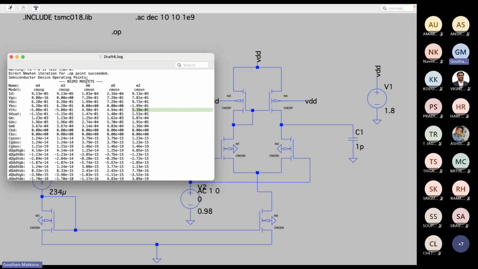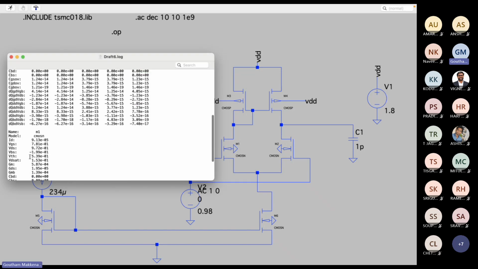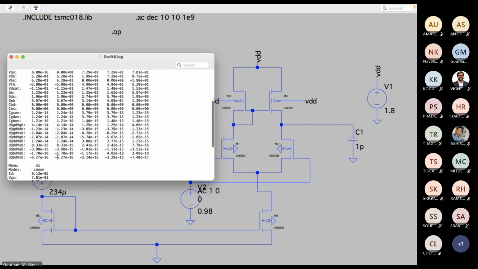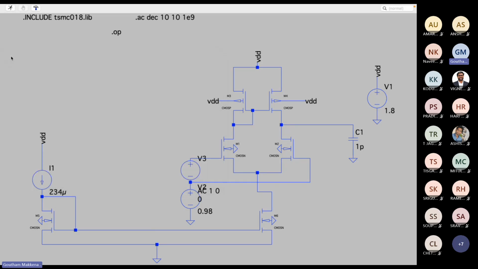Sorry, M1 as well. So if you look at M1, M2, both are the differential pair, right? See the same value, 540 millivolts here. Okay. So because of these differences, that ID got reduced, and because of the reduction in ID, the GM got reduced. So that is the small variation that you see over here.